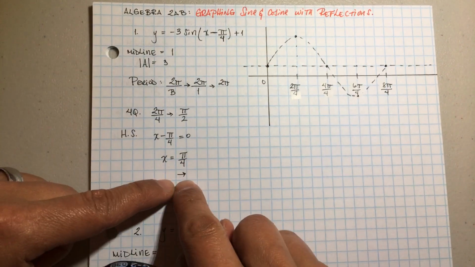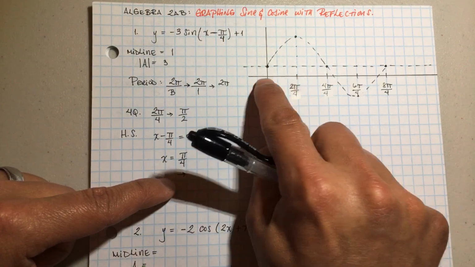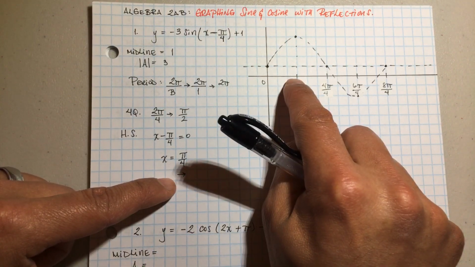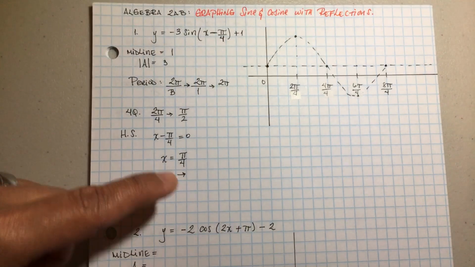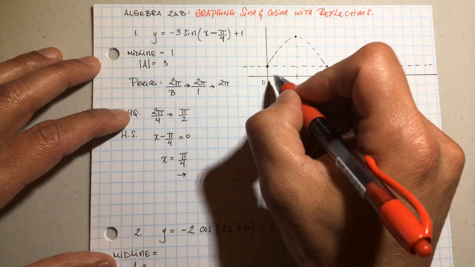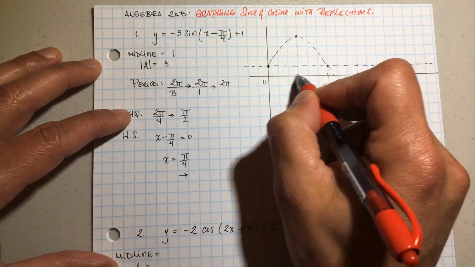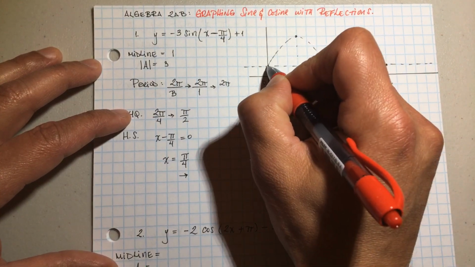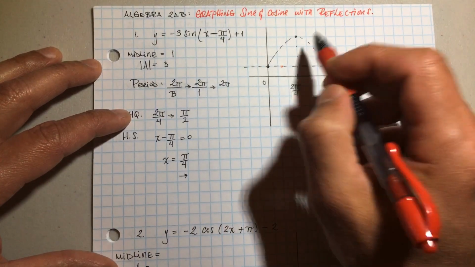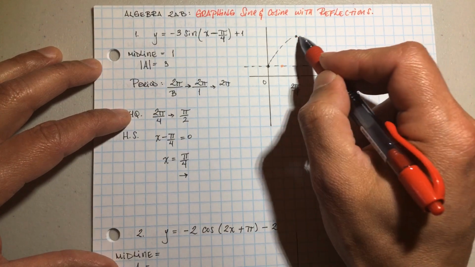So now I know I've got to move it 1 pi over 4 to the right. From here to here is 2 pi over 4. I don't need to go 2 pi over 4, I just need to go 1. So all I have to do is go halfway. So halfway between here, I think somewhere right here. So this guy right there. This guy moves halfway from here to here.